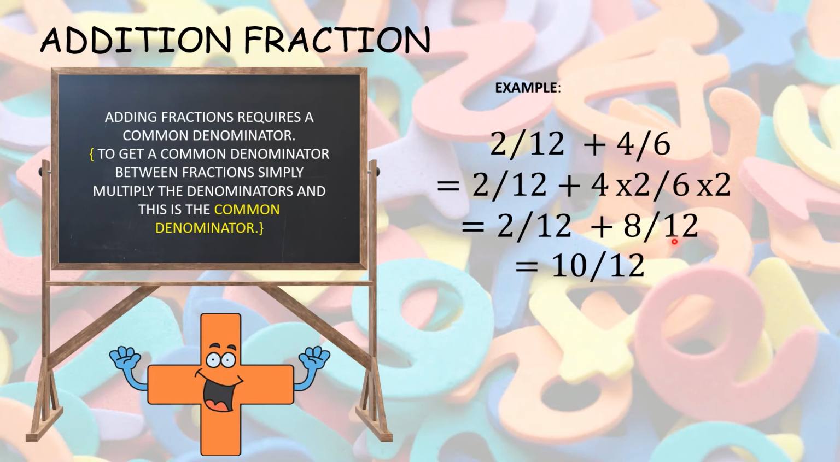Now when we simplify this, we get 2 divided by 12 plus 4 2's 8 and 6 2's 12. Now you can see we have got common denominators for both the fractions. When we simplify, just take 12 in our denominator, add 8 plus 2.